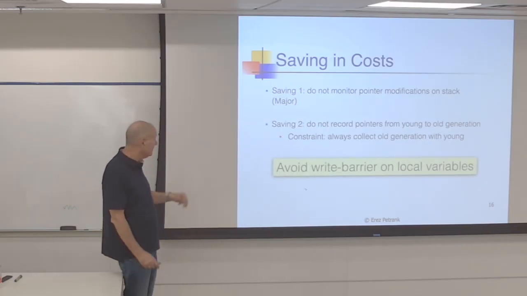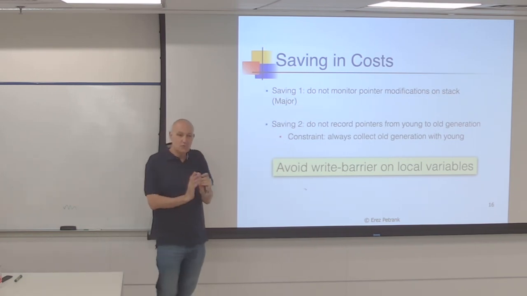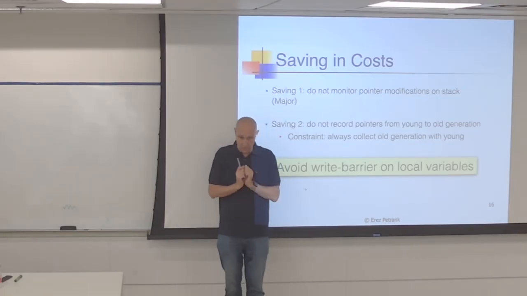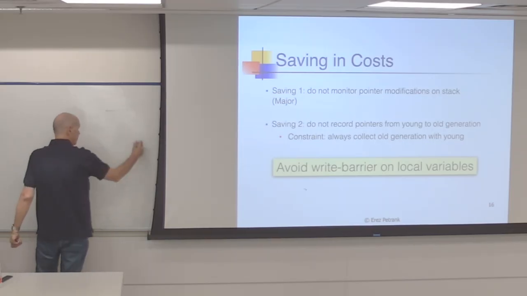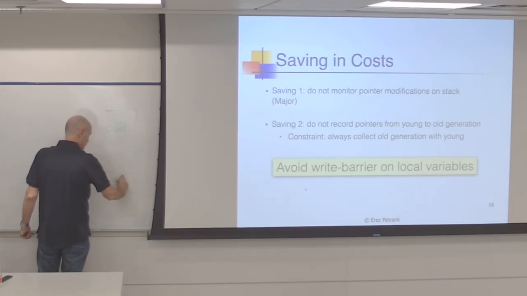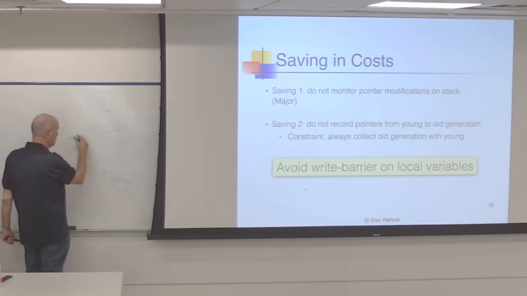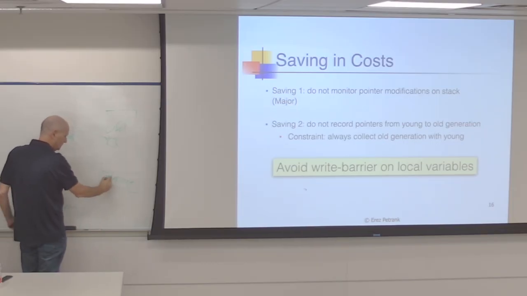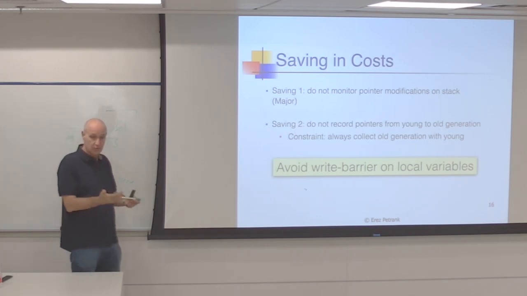Which one? The one. So, and this is stressed here, we don't want to use a write barrier on local variables. If we look at the picture, there is the heap, there is old, and there's young, and there are roots here, which are usually a lot smaller than the heap. They can point into the heap. The local variables are usually on the stack.